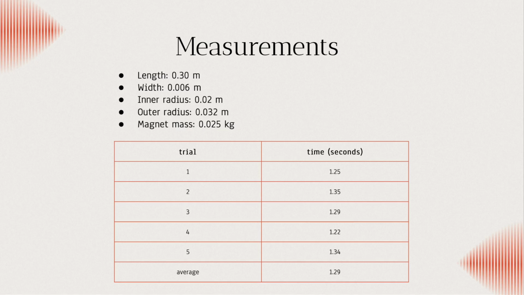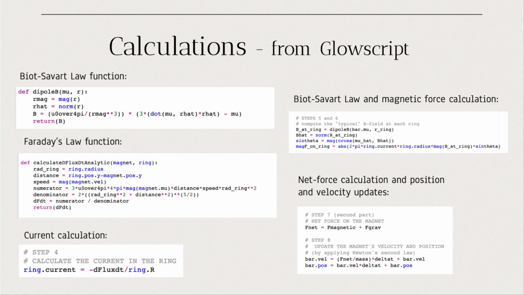These are the measurements. The average time was 1.29 seconds. Some of the calculations we made in GlowScript include the Biot-Savart Law, which we made a function for. We also made a function for Faraday's Law. We made a calculation for the current in the ring. We also calculated the magnetic force and included the Biot-Savart Law. And finally, the net force calculation, and we did some position and velocity updates.